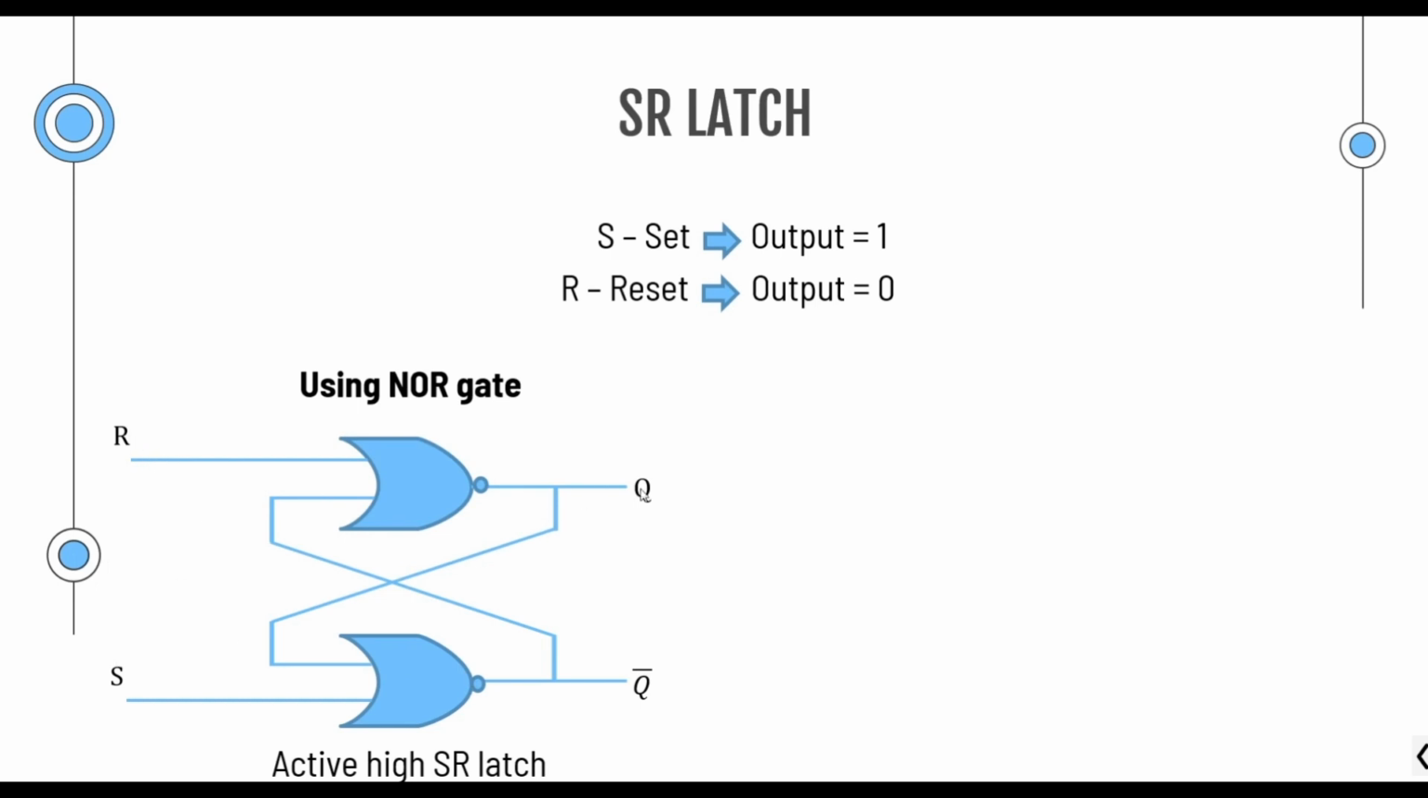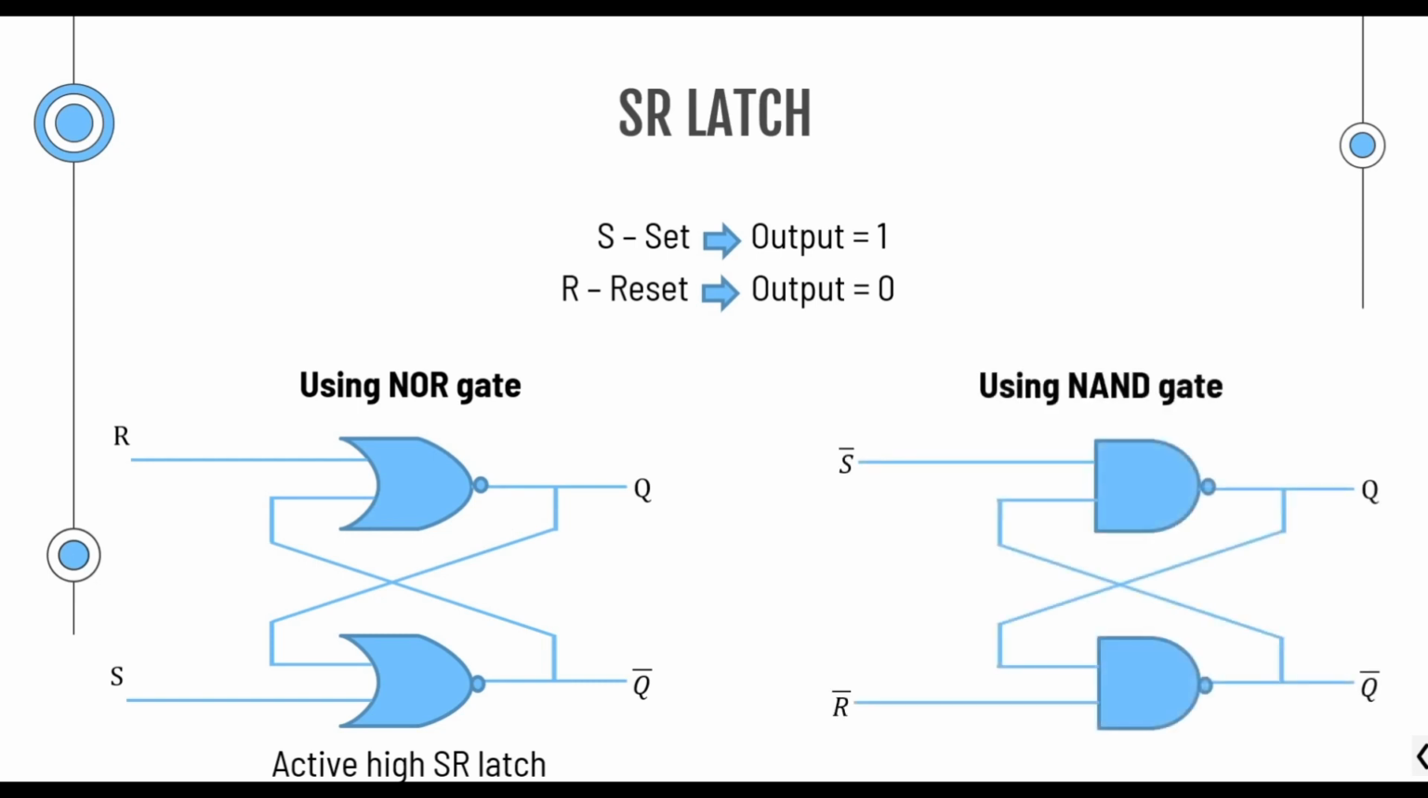set, and there are 2 outputs. Q is the main output, and this is the inversion of the output, Q bar. This output is connected to this NOR gate's input, and the output of this NOR gate is connected to that NOR gate. We can also design this SR latch using NAND gates, and it is known as an active low SR latch.